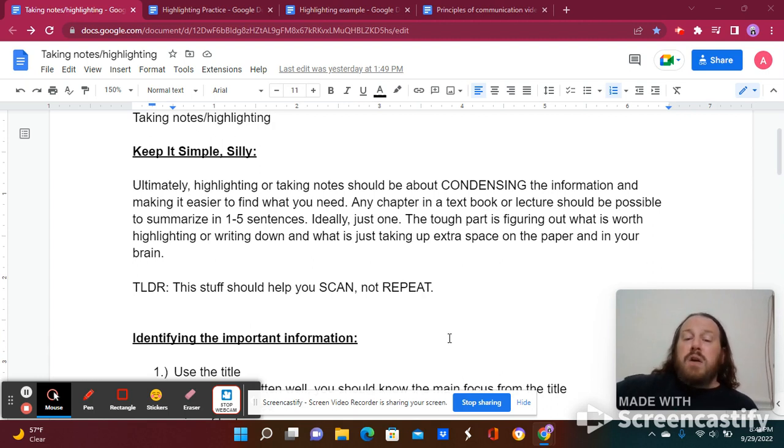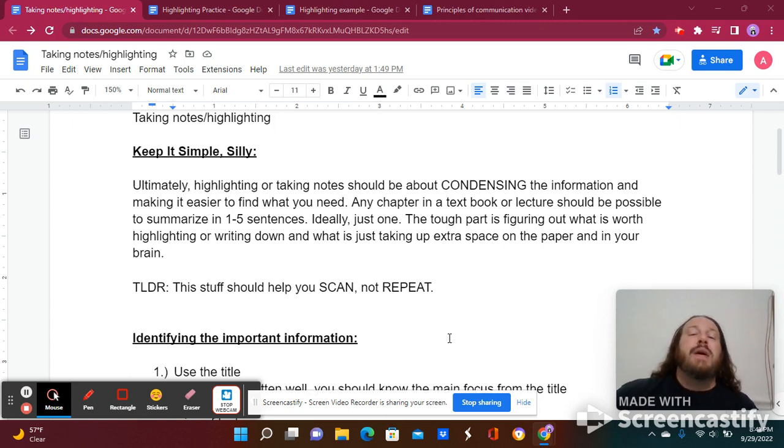Okay? The goal for highlighting or for taking notes is about condensing information. It's about making it smaller. Really, you want to aim for at most 10% of the size of the original thing. And 10% is probably too much. If you think about any given text, any book that you've read, if you're trying to read through 10% of that to find one specific thing, that's actually a pretty fair amount.